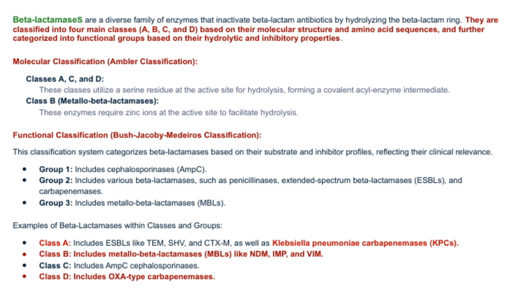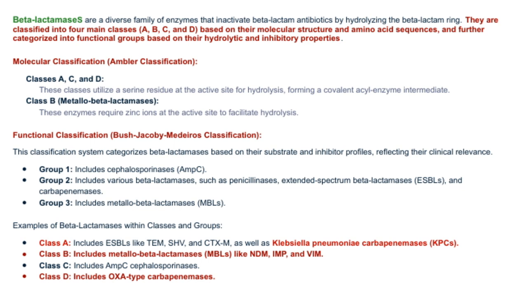Let's talk about the molecular classification first, known as the Ambler classification. Classes A, C, and D all use a serine residue at their active site. This residue is crucial because it forms a covalent acyl-enzyme intermediate during hydrolysis, essentially breaking down the antibiotic. On the other hand, Class B enzymes are quite different. They're called metallo-beta-lactamases because they require zinc ions at their active site to facilitate the hydrolysis process.